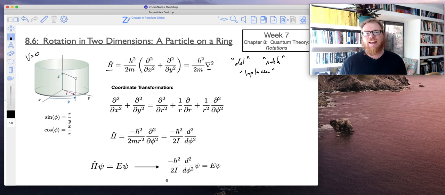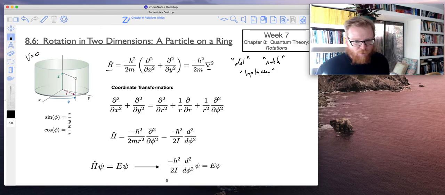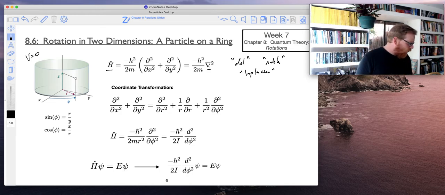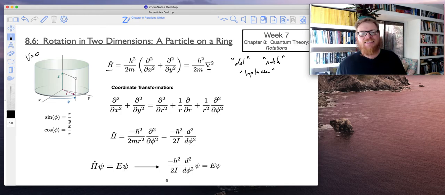Okay, so we're going to get used to seeing this. I like to refer to it as del squared. But again, nabla, Laplacian, del are all appropriate names for that operator. Okay, so now this is where this does get a bit nasty at first, as you see where this is going, because we need to transform our xy space into r theta phi space.